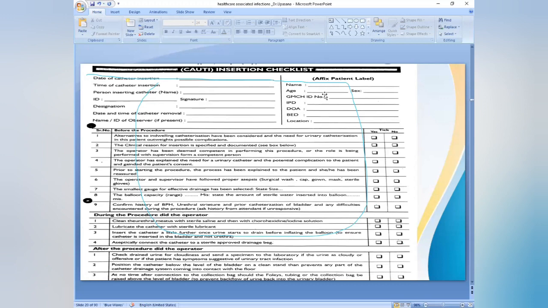And this is the patient label. What is the name? What is the ID? What is the date of admission, bed number, and location where the patient is placed? So when we talk about the checklist, there have to be some prerequisites and some post-requisites.